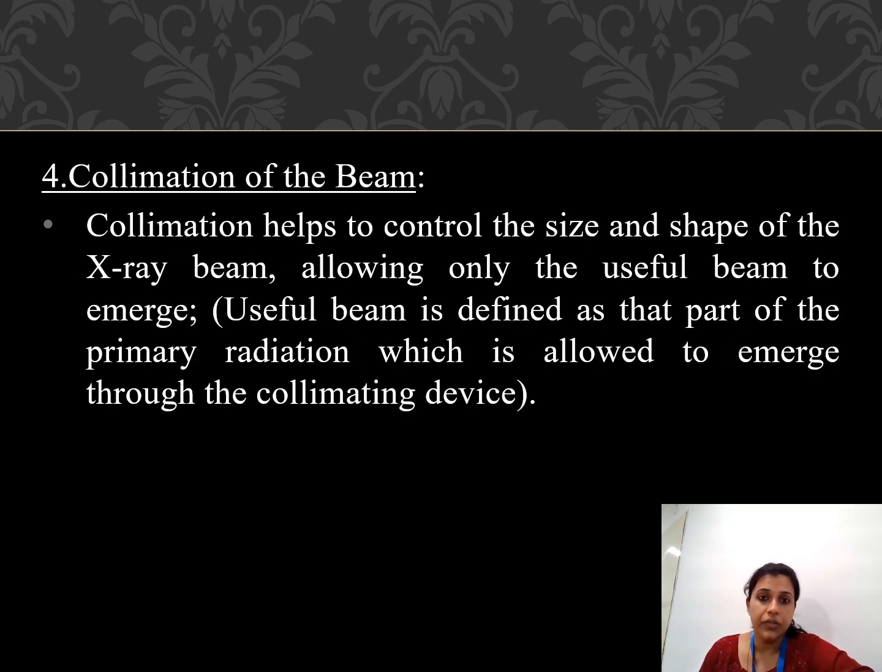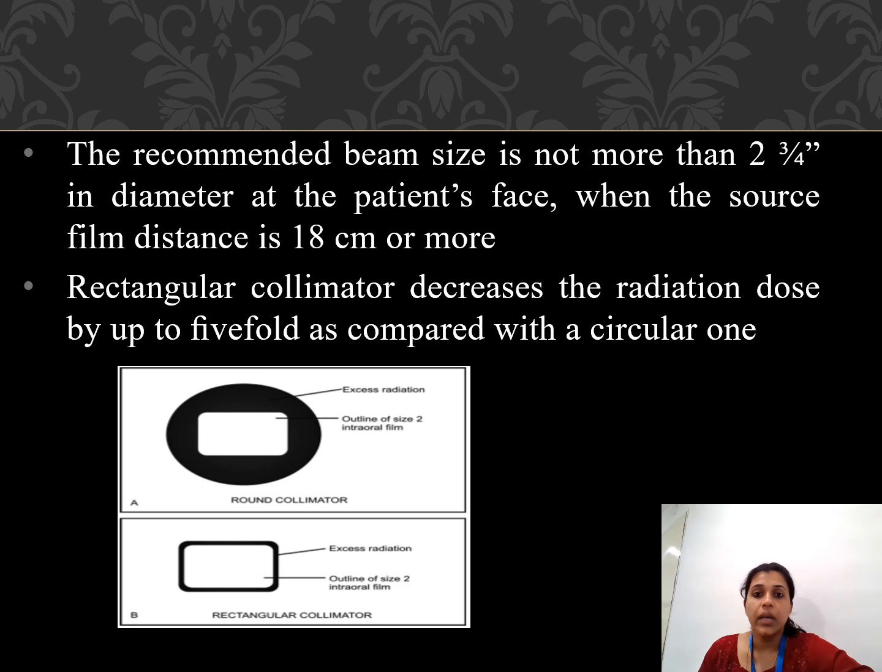Next is collimation of the beam. So collimators help to control the size and shape of the beam. So in intraoral machines there are fixed collimators, and in extraoral machines these are adjustable. So recommended beam size of this collimator is not more than 2 and 3 by 4 inch in diameter at the patient face when the source film distance is 18 centimeter or more. So there are two types, rectangular and circular one, and rectangular collimators decrease the radiation dose up to 5-fold.